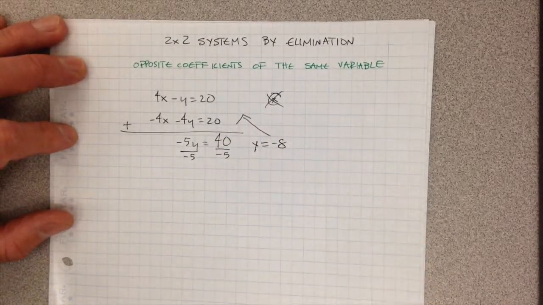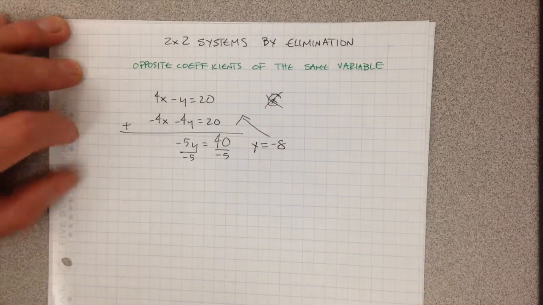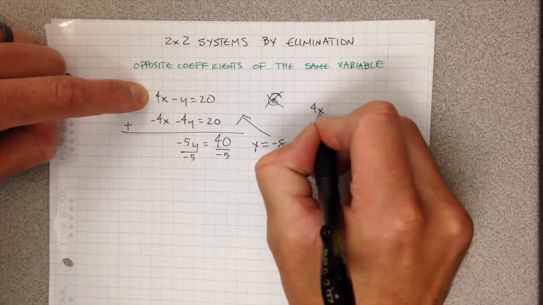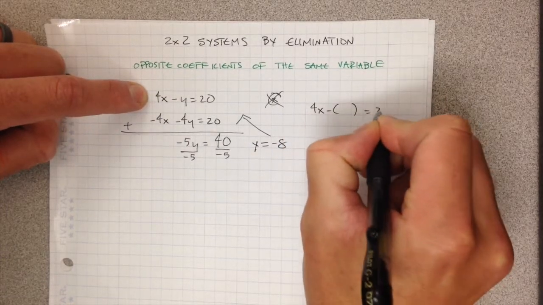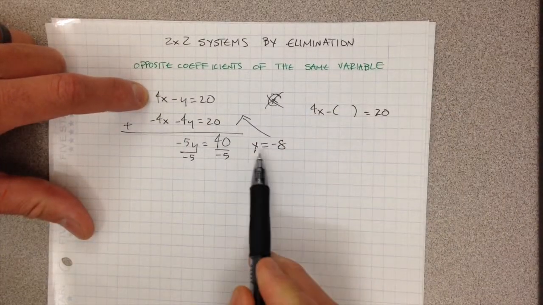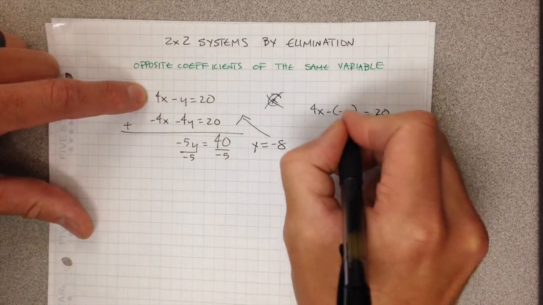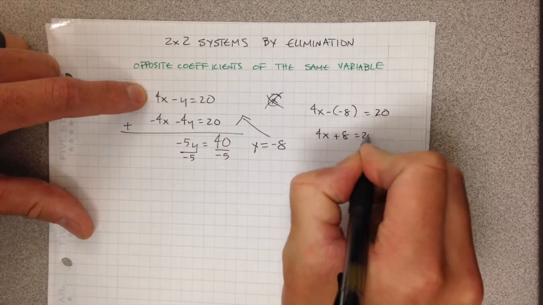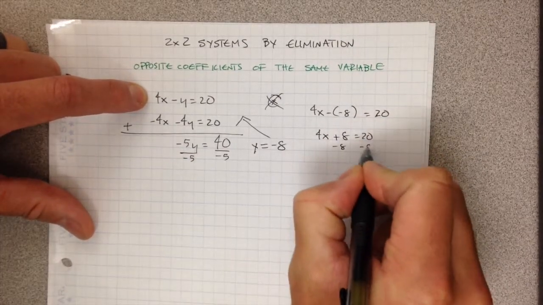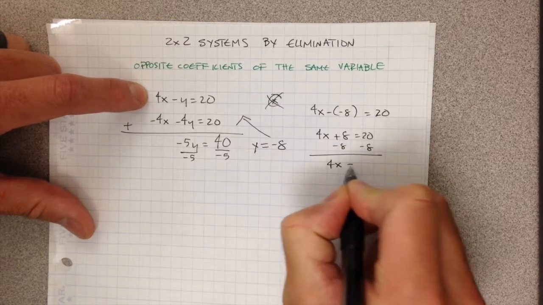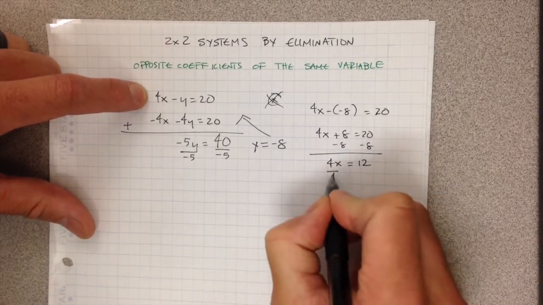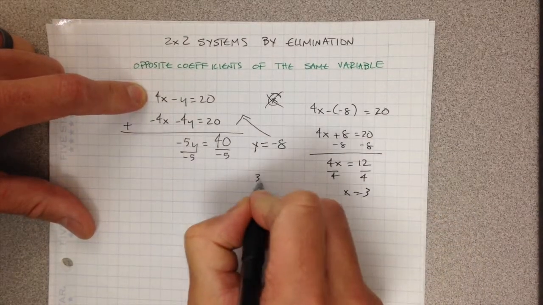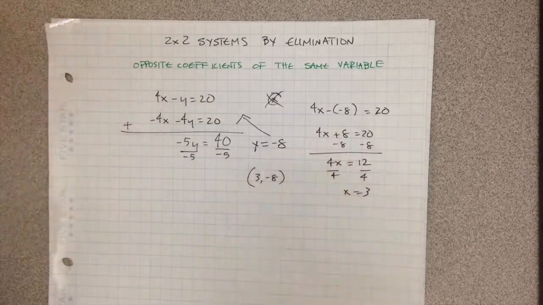That is perfect, and just like all your other systems that you have been dealing with, we are then going to take this and substitute it back into one of my original equations. I will choose the top one right here. So I have 4x minus y equals 20. What I am substituting in is a y value of -8. So I get 4x plus 8 equals 20. Subtract 8 from both sides. 4x equals 12. Divide by 4. X equals 3. The point of intersection will be 3, -8. That is a system by elimination.